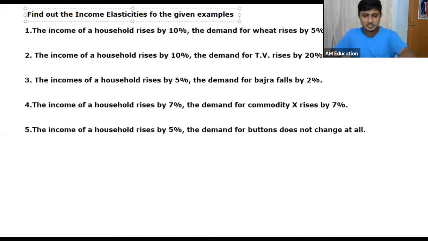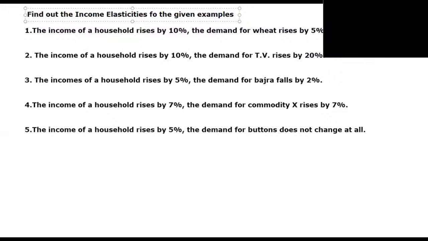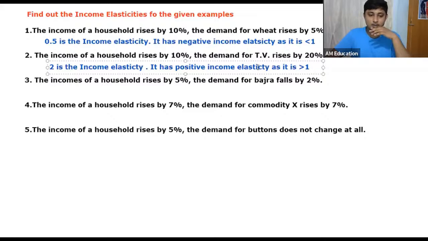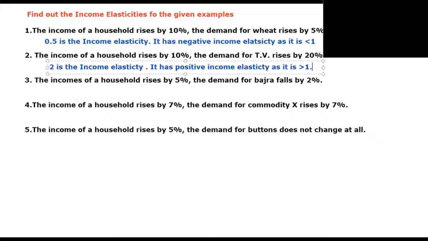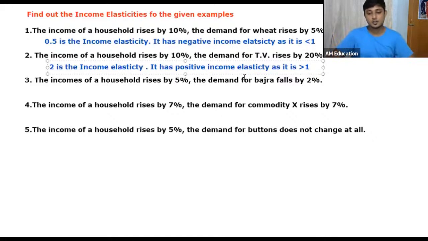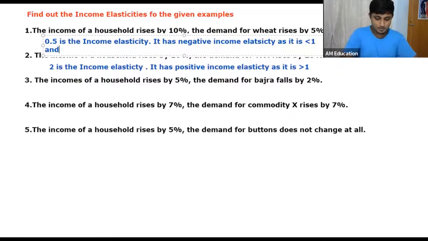Are you able to see the things that I'm writing? No, sir. Now is it visible? Yes, sir. It has positive income elasticity because it is more than 1. And here, what was it? Wheat. Wheat is a necessity.